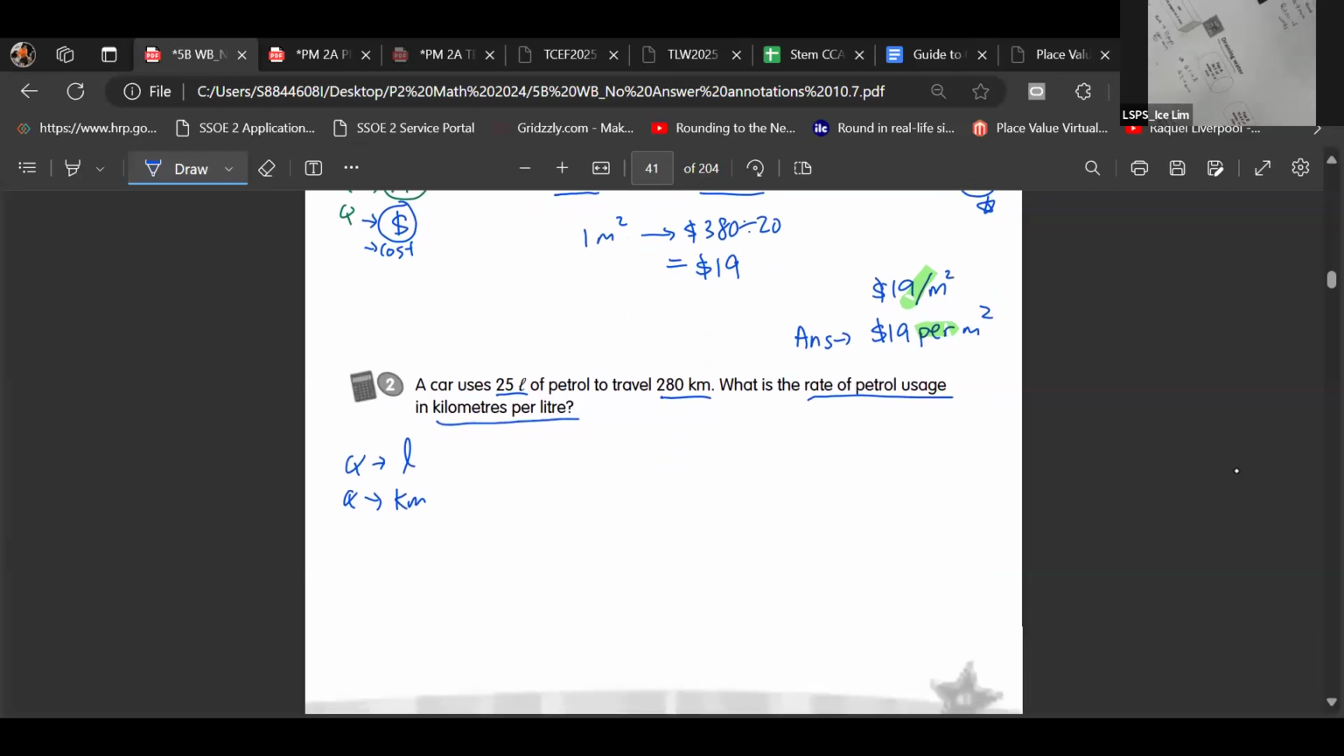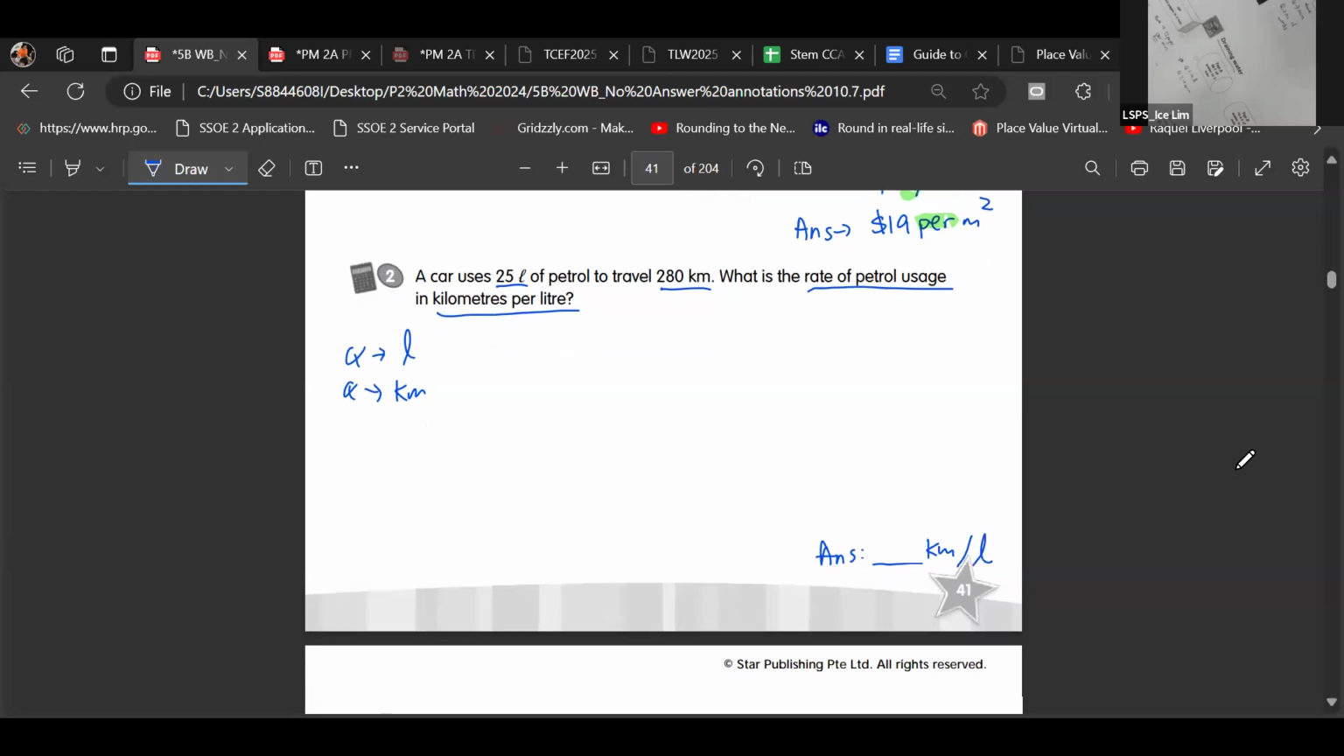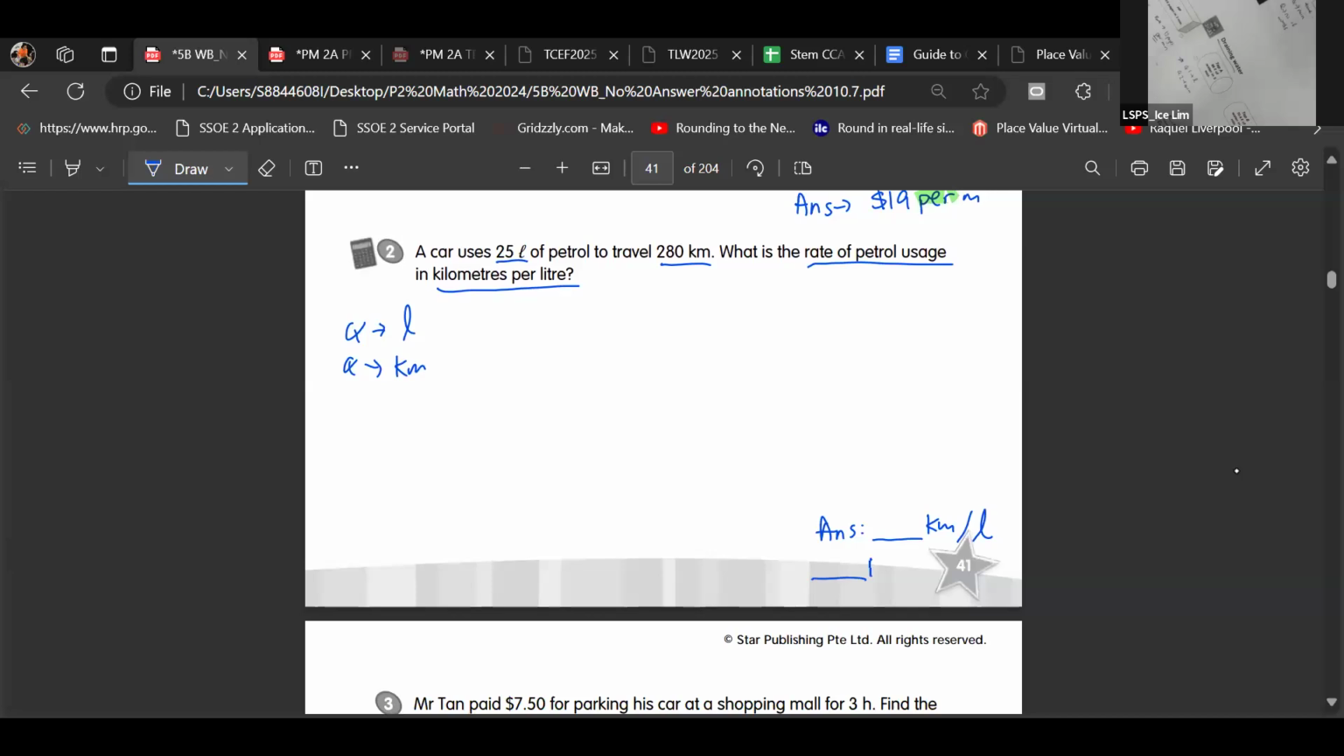So my answer blank here will be something kilometer per liter. Or I can spell it out as something kilometer per liter. I write it with the arrow. 25 liter is equivalent to 280 kilometer. So 1 liter will be 280 kilometer divided by 25.